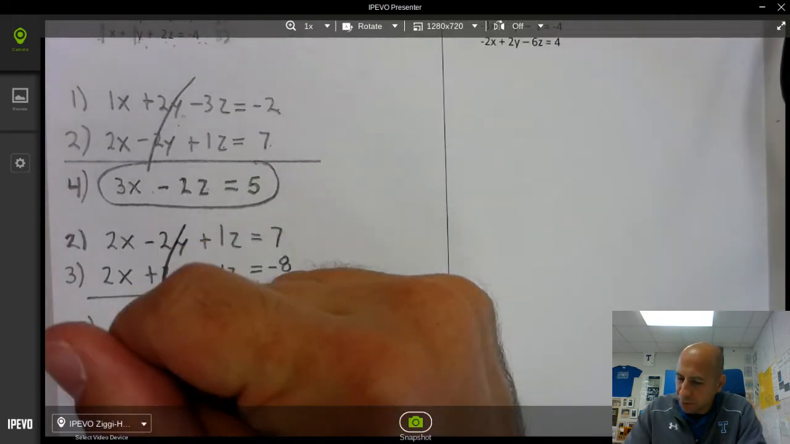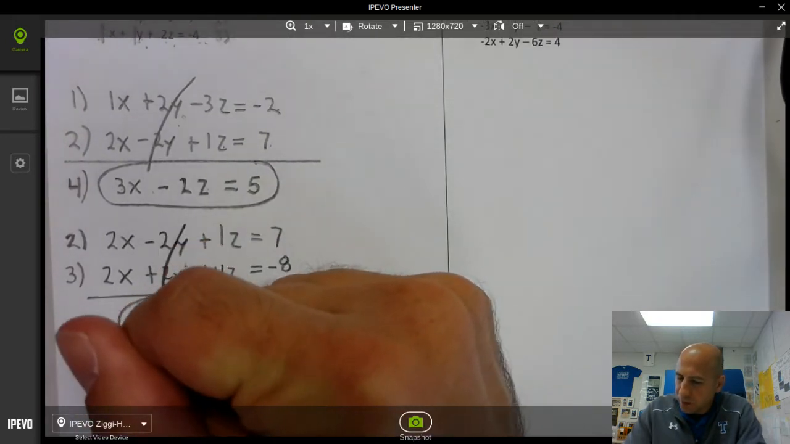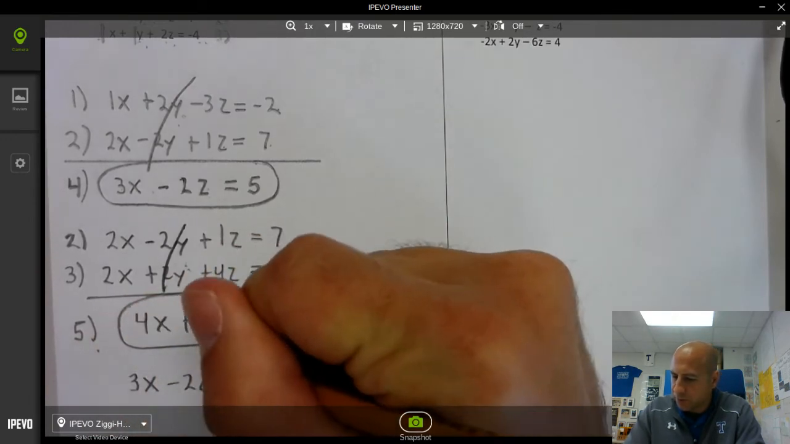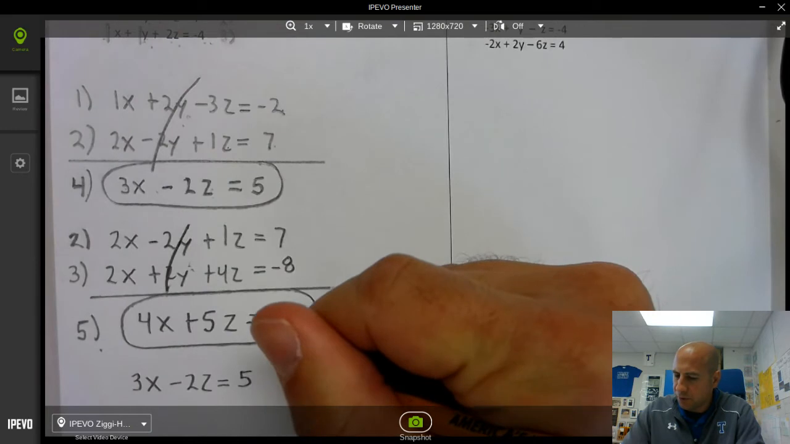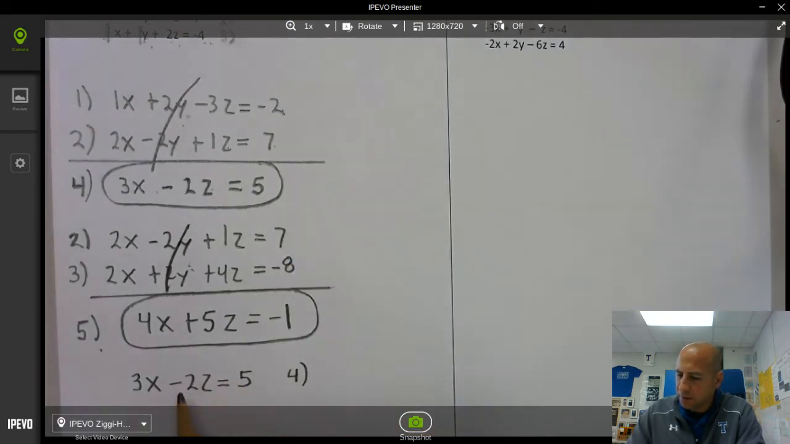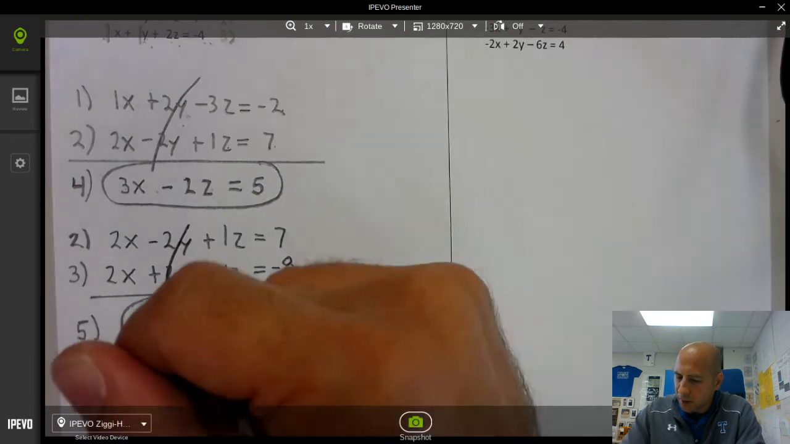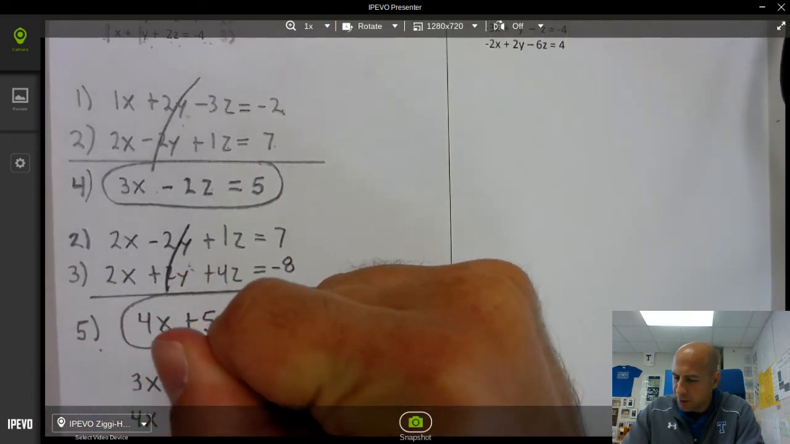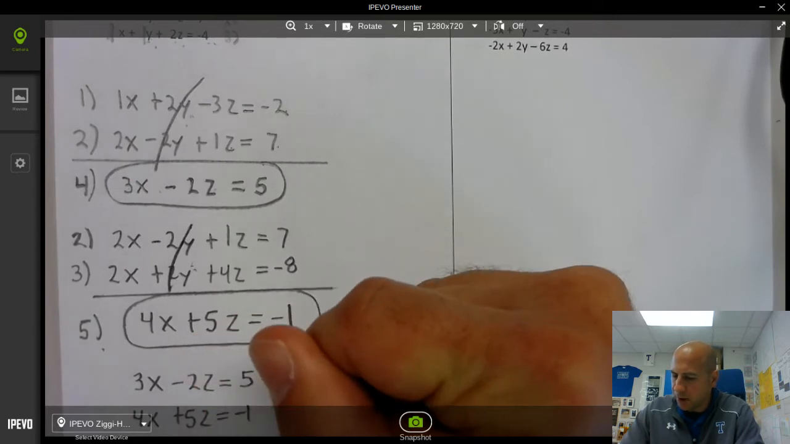Okay, so 3x minus 2z equals 5. That's equation 4. And 4x plus 5z equals negative 1. That's equation 5.